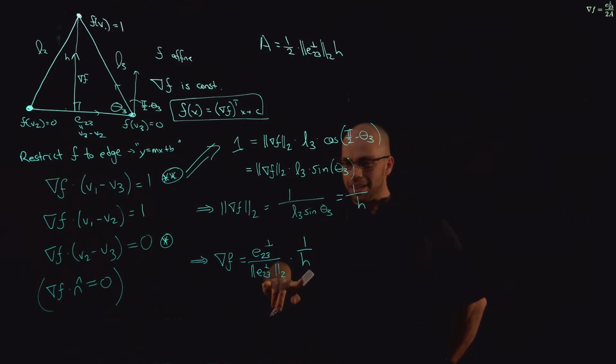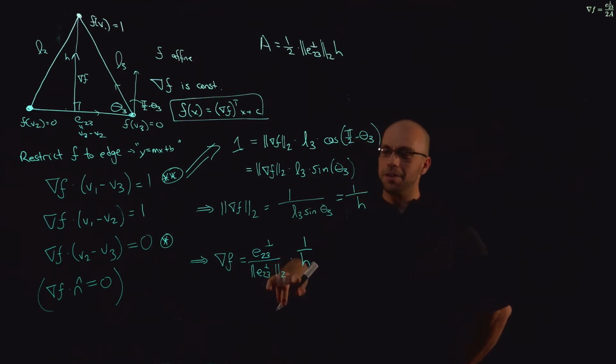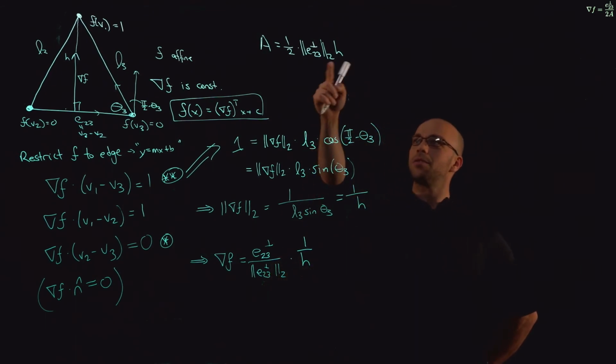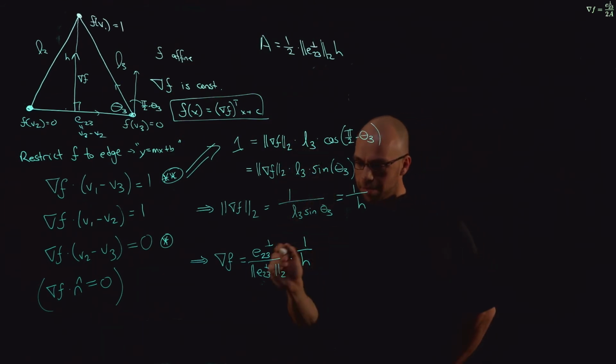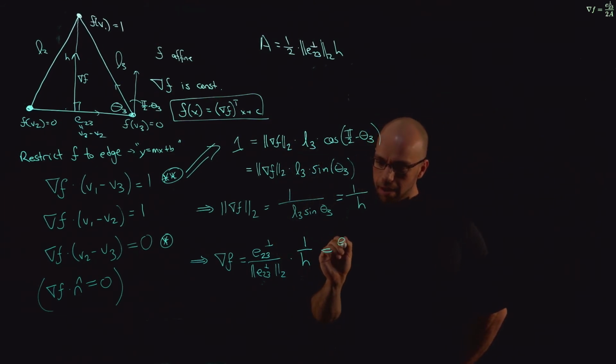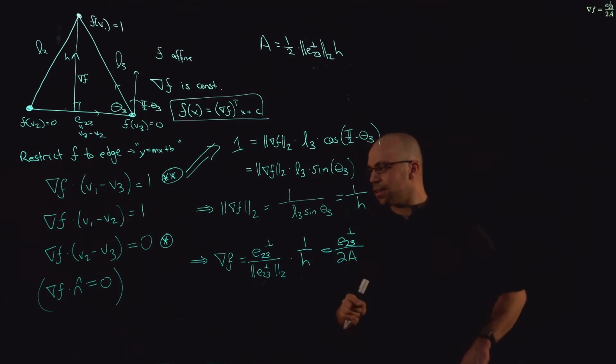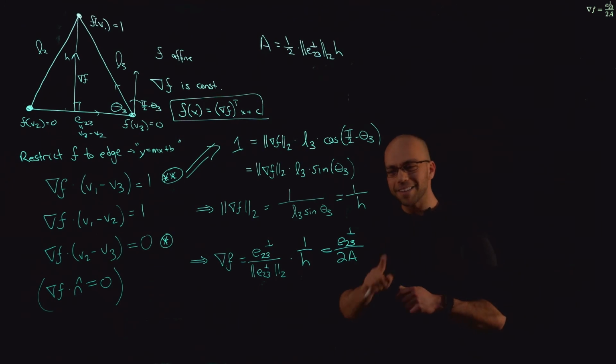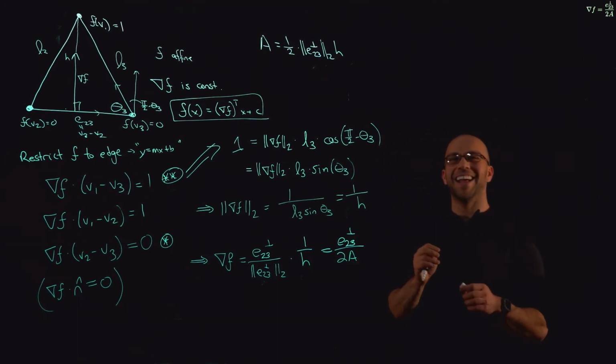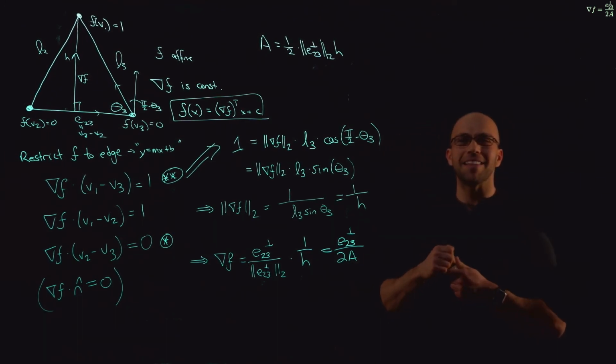So what does that mean? That means that the quantity in the denominator here is the norm of E2, 3 times h, which is just 2 times the area. So this is really E2, 3 perp over 2 times the area of our triangle. And that 2 actually should be there. That's not like our previous mistake.